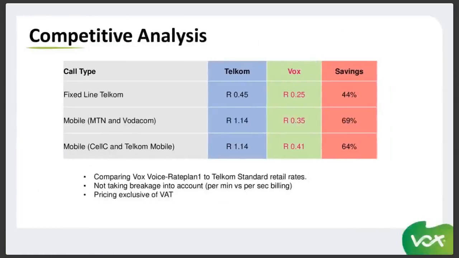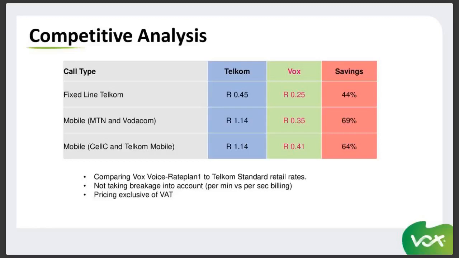In terms of the value proposition and the competitive analysis, what I'm showing on this slide is Vox Crystal, that's in the middle column with the values of 25 cents, 35 cents, and 41 cents for different traffic types. We're comparing that to Telkom standard calling rates. And the Crystal rate plan I'm showing here is by no means the most aggressive Crystal rate plan that you can choose. That's one that slots in between. And even with this rate plan, we're still looking at offering a cost savings of anything between 44 and 69%. And that's not taking breakage into account.